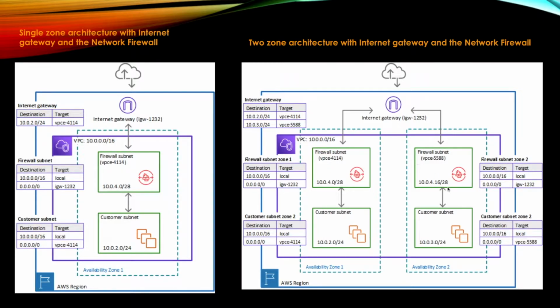Similarly, if we go with two availability zones, you can have a firewall subnet in each availability zone, and all the subnets in that particular availability zone can get their traffic inspected by the firewall in that availability zone. Then you can make sure that all the traffic is being monitored and that the rules are evaluated on all of that traffic.